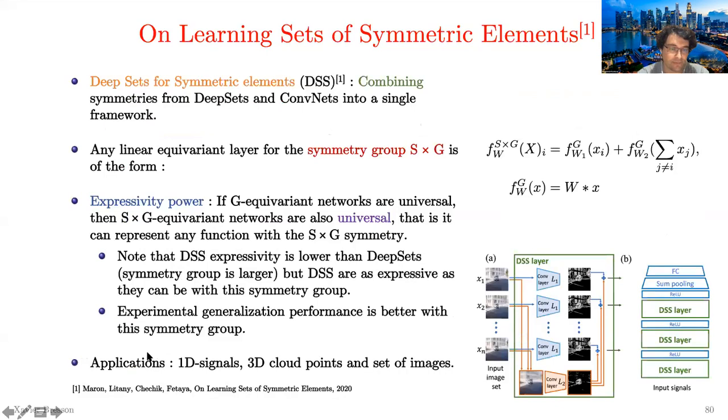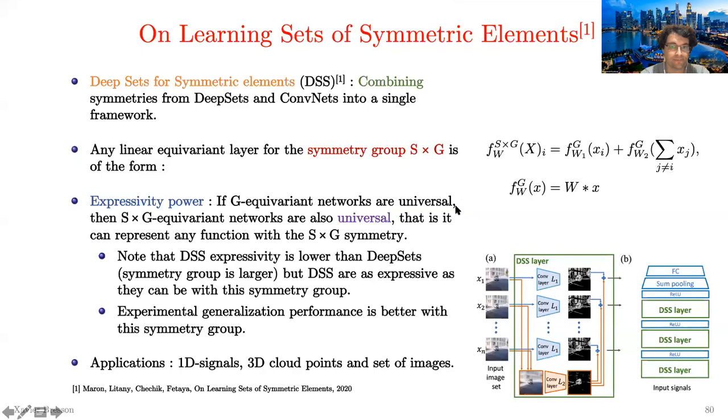What was proposed in the paper by Haga and Maro is basically to combine the two symmetries simultaneously. For this, they propose to define a linear equivariant layer for the group symmetry of the node ordering and the translation, which is this equation. If you want to compute the image at the next layer, you first apply the convolutional layer, which is here. So you have x1, you do the convolutional layer, you get this, and then you add the sum of all the images after the convolutional layer, and then it will go to the next layer. This is the way you can define a linear equivariant layer for the group symmetry of translation and node ordering.